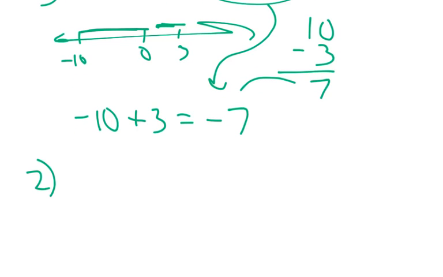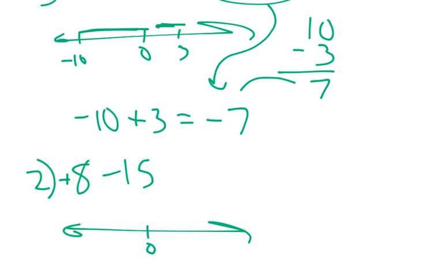Let's do one more example. Let's say we have 8 minus 15. So again, we have different signs. It's not written explicitly, but it's implied that's a positive 8 minus 15. So they're different signs. And so we can, if we want to, put it on a number line, just kind of look at that distance from 0.